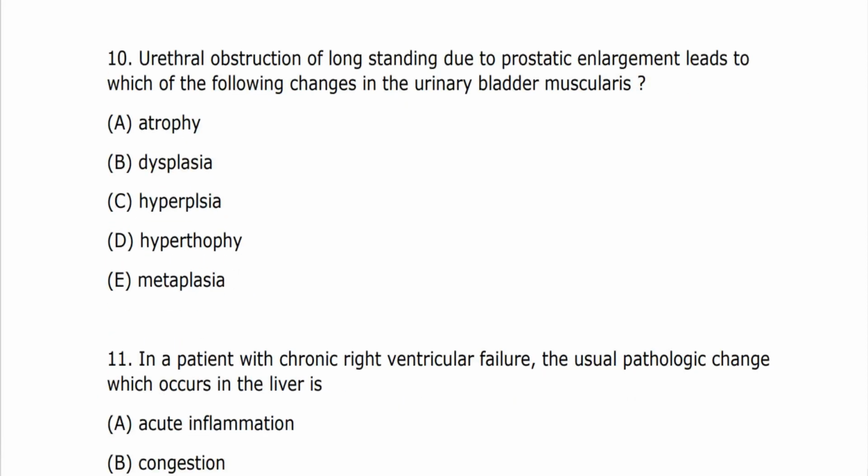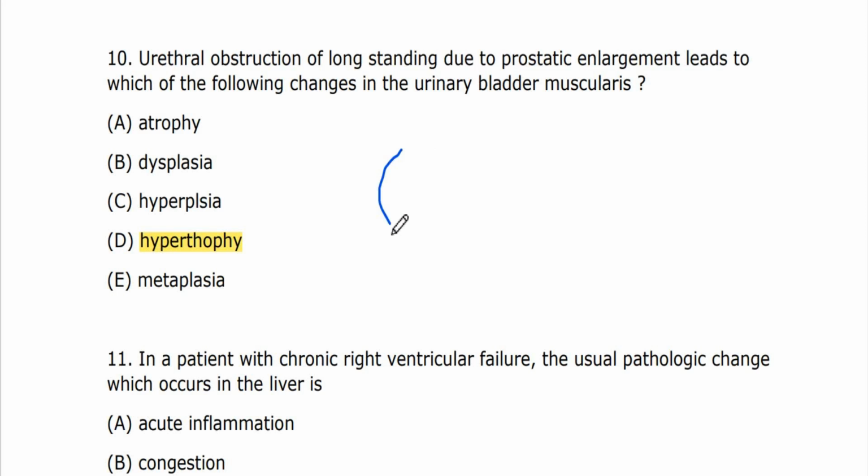Urethral obstruction of long standing due to prostatic enlargement leads to which of the following changes in the urinary bladder muscles? If there's obstruction of bladder outflow, it means the detrusor muscles have to work extra. When any muscle works extra, basically they hypertrophy. So what happens is that as the bladder muscles are hypertrophying, it gets to a point that they now form out pockets.